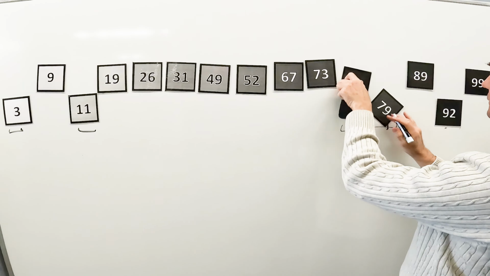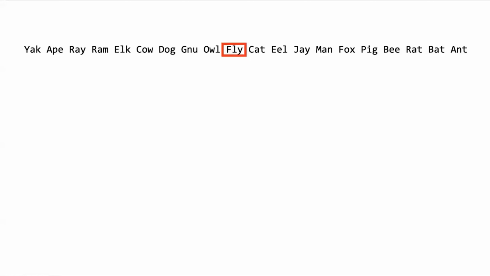Okay, one final example. I want to sort this collection of names. First I'm going to pick a pivot item, which is fly. Now I'm going to start from the left and find the first element which is not less than fly, which turns out is yak. Then I'm going to start on the right and find the first element that is not greater than fly, which is ant. And then I'm going to say, look, these two need to be swapped.